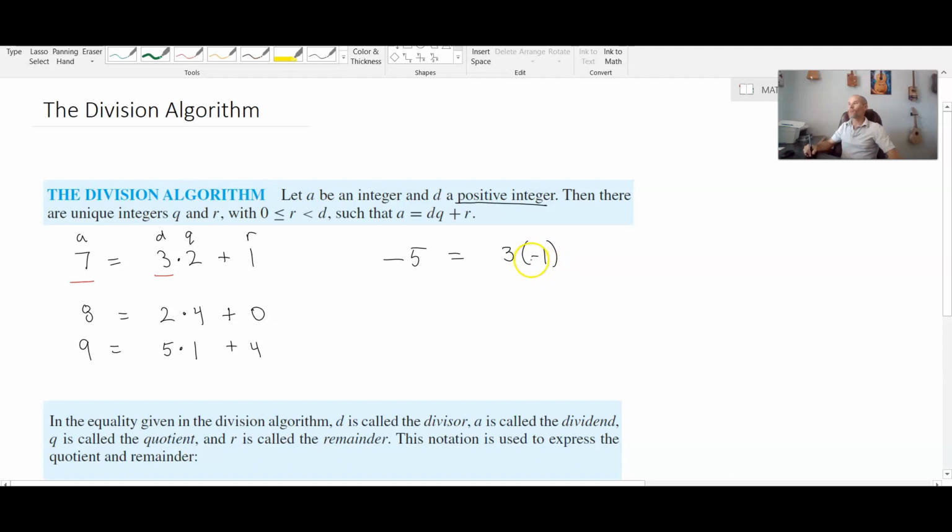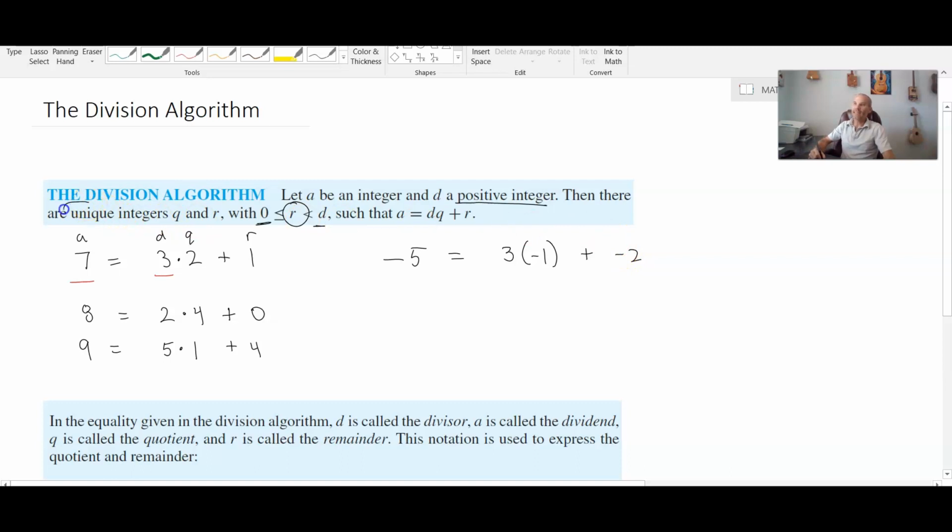And if that were the case, then 3 times negative 1 is negative 3, and that means that my remainder would have to be negative 2. 3 times negative 1 is negative 3, plus negative 2 is negative 5. But wait a minute, this violates what we're saying. We're saying that the remainder has to be non-negative. It has to be between 0 and smaller than the value of D. So negative 1 is actually not a valid quotient, and negative 2 is actually not a valid remainder.